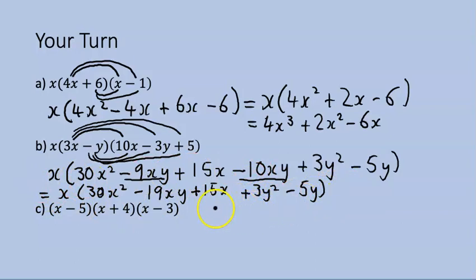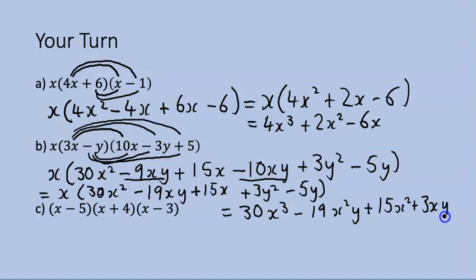which I will therefore get the following: 30x cubed minus 19x squared y plus 15x squared, because I'm just multiplying everything by x, plus 3xy squared, and then minus 5xy. So that's your answer for B.